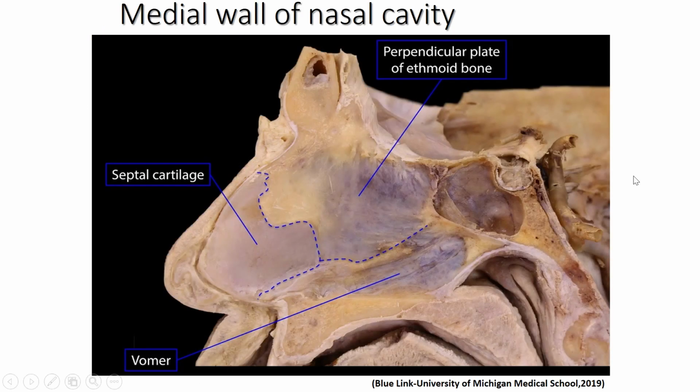And in this picture here, as we cannot see the concha, we can deduce that this one is the medial wall of the nasal cavity. So this is a dissection of this wall. So the nasal septum is made of the perpendicular plate of the ethmoid, the vomer, and the septal cartilage, but in this case they are covered by mucosa.